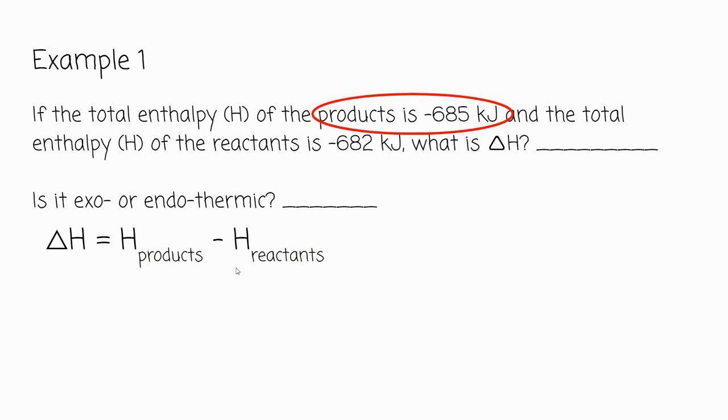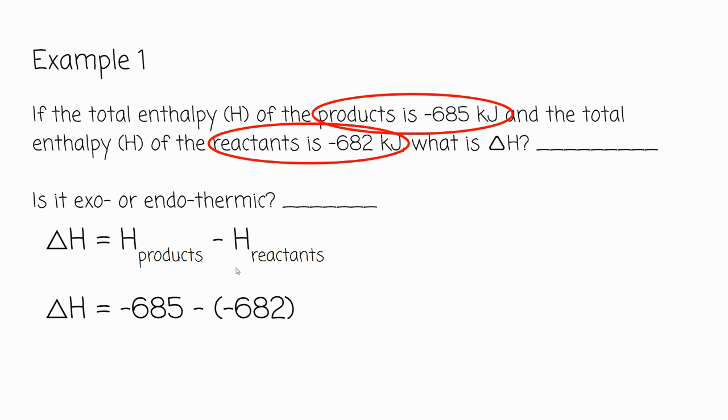Right here it says our products is negative 685 kilojoules. And right here it says our reactants is negative 682 kilojoules. So now we're going to put in our numbers. So delta H is equal to negative 685 minus negative 682. So what do you do when you minus a minus? You're going to add them together. So you can say the same thing as negative 685 plus 682, or just leave it like this because this is what the equation is. So negative 685 minus a negative 682. So when we calculate that, we get negative 3. So our answer is negative 3 kilojoules.